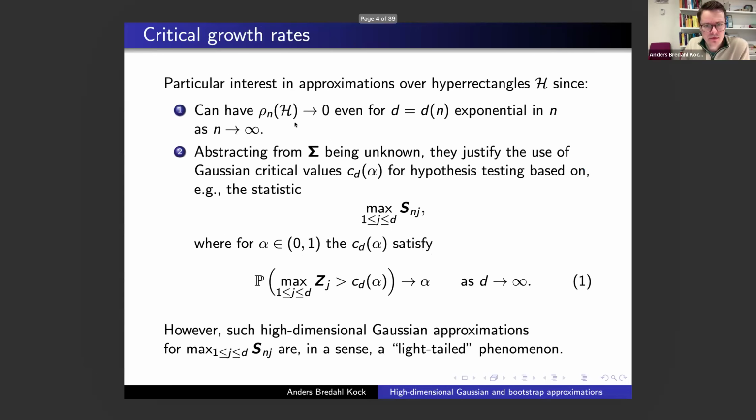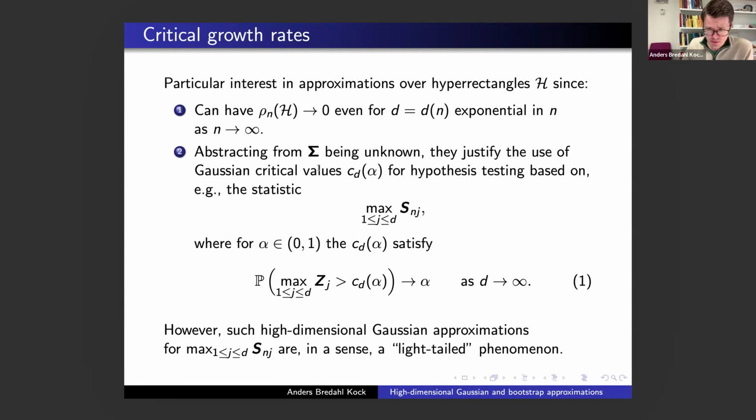Well, why have hyperrectangles received particular attention? Well, because it's possible to prove that this Gaussian approximation error over hyperrectangles can tend to 0, even when the dimension d increases exponentially in n as n tends to infinity.